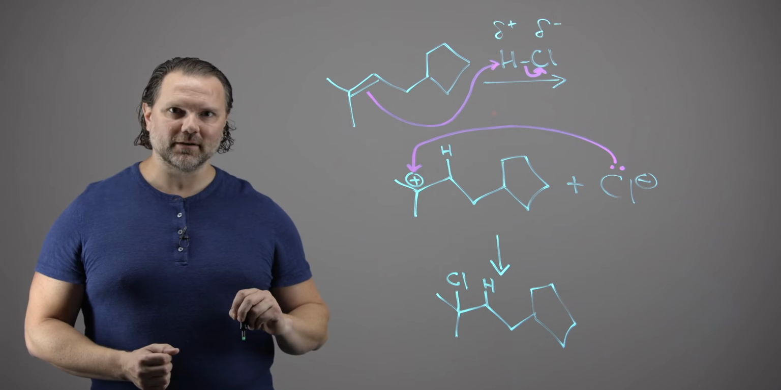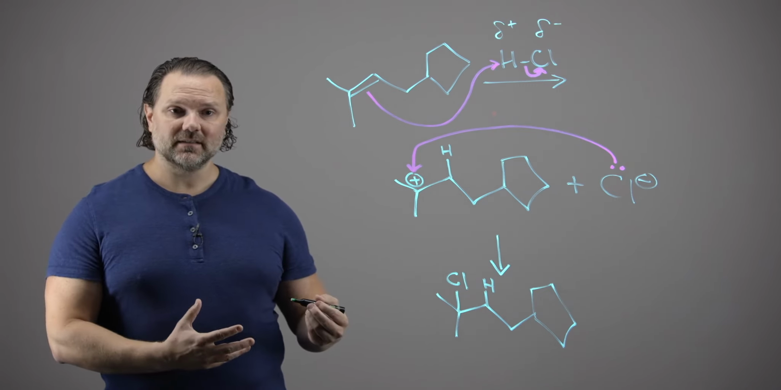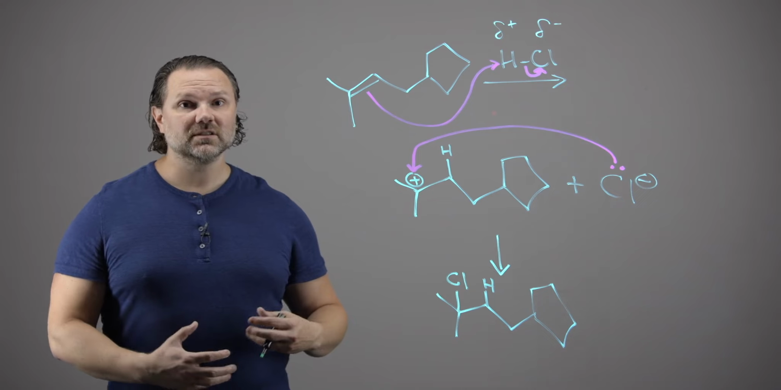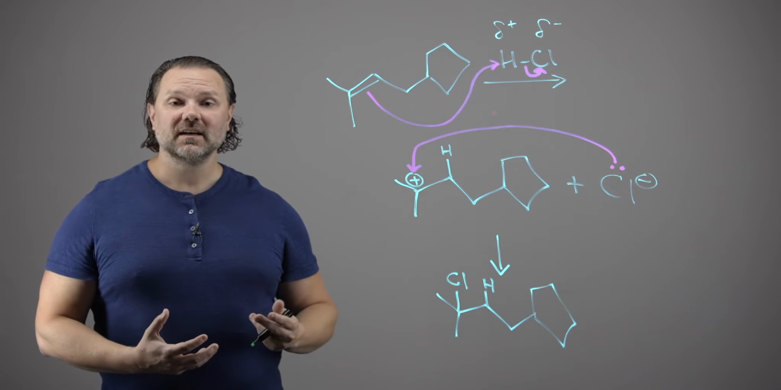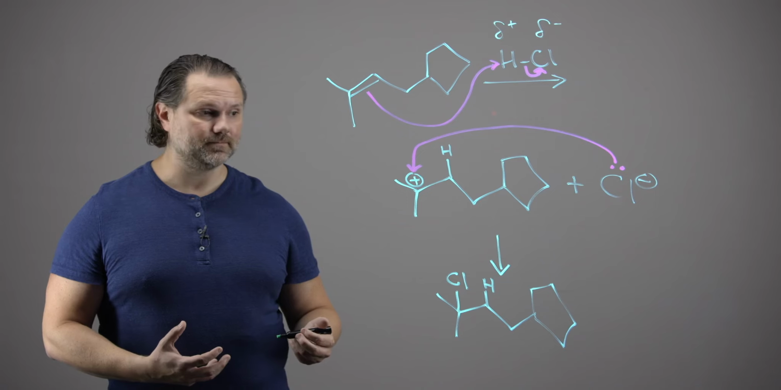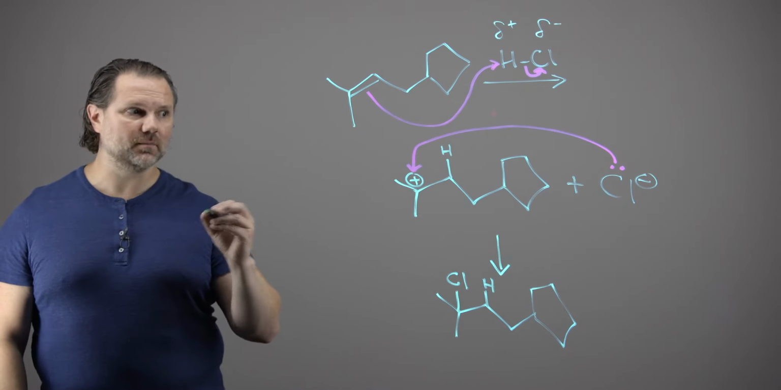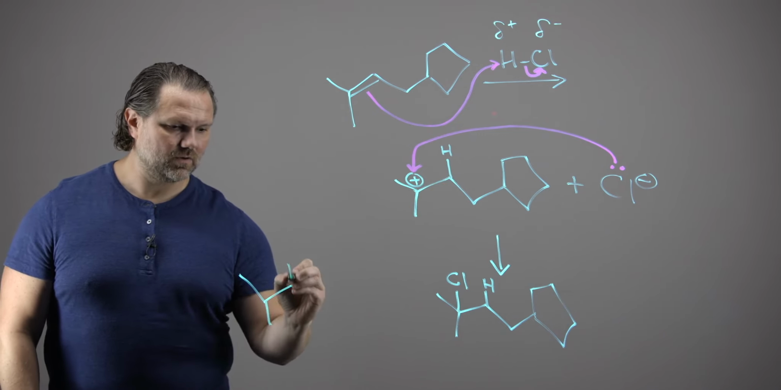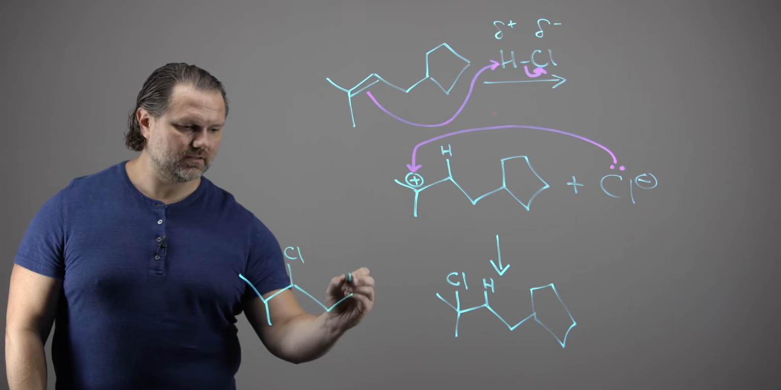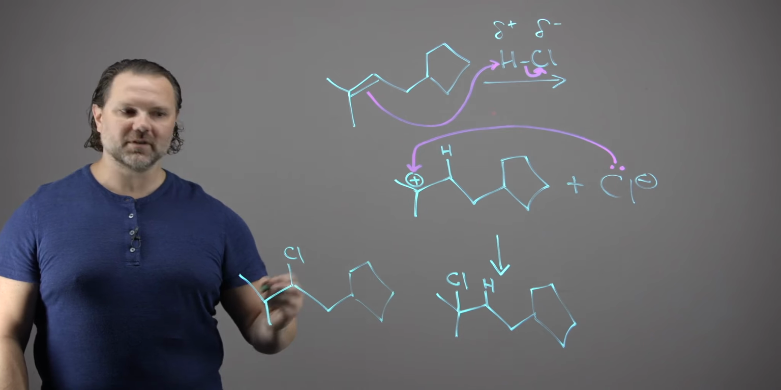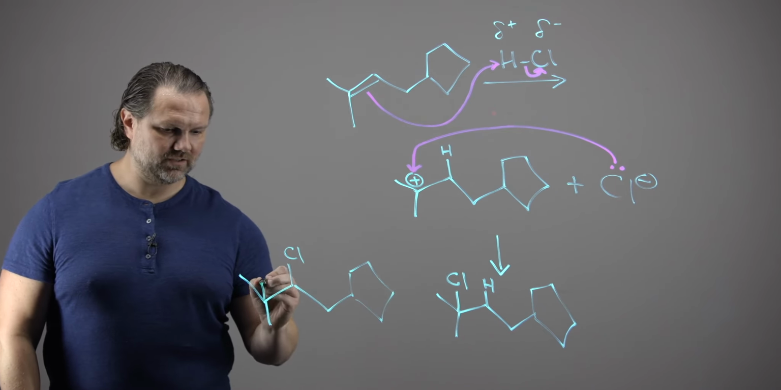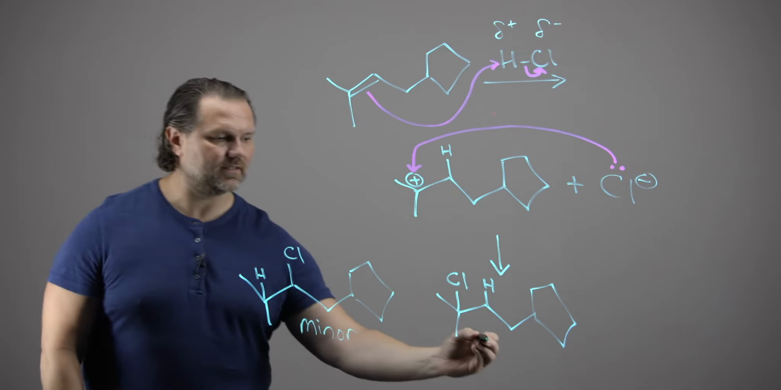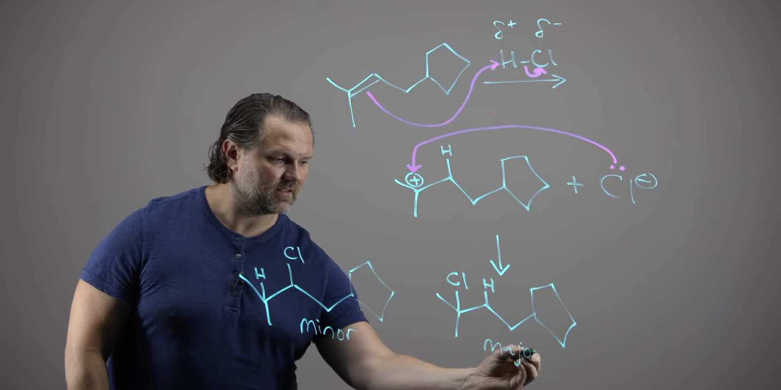Let's draw the minor product, because that secondary carbocation is still possible to form, just as a higher energy intermediate species, and so the rate of its formation will be lower. But if that intermediate did form and we had the positive charge there, we would get a product where the chlorine had gone onto the other carbon of the double bond, and the hydrogen would be here. And we can note that this is the minor product versus the major product.